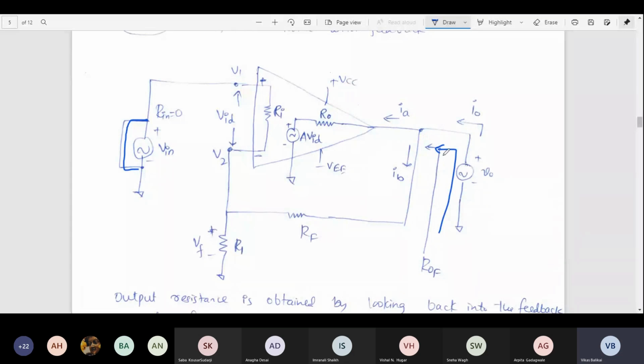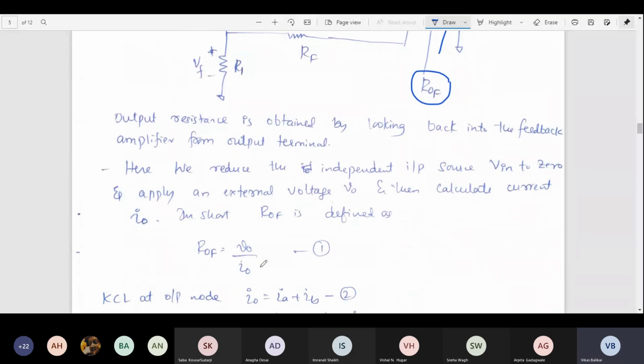Similarly, if I want to calculate the output resistance with feedback, that is ROF, here I require VO and I also require IO.